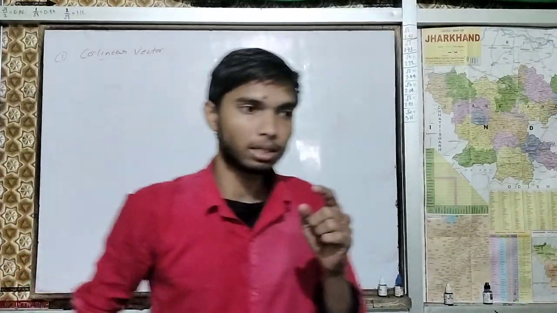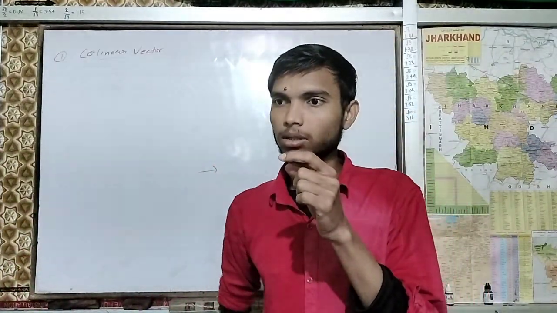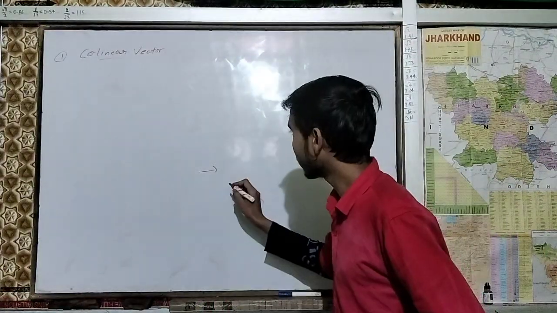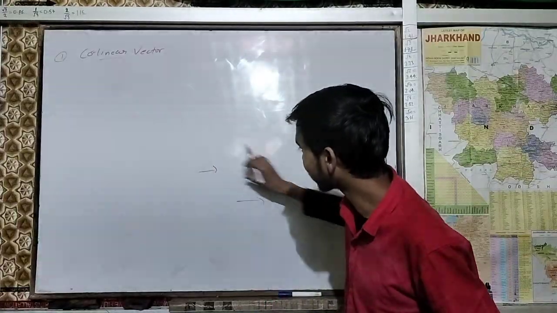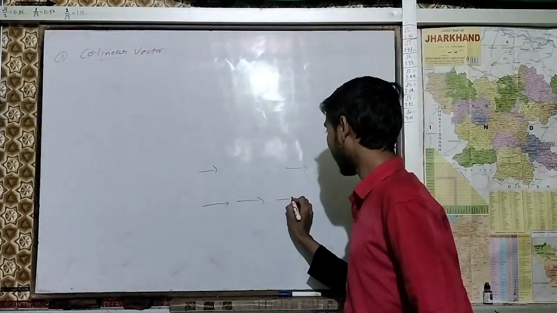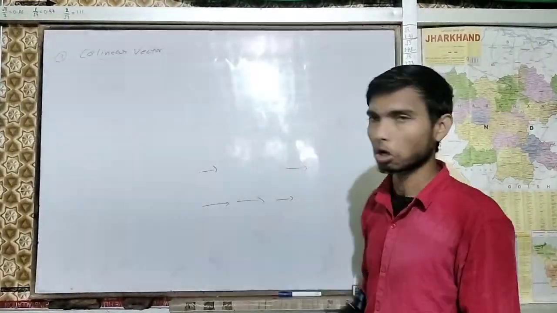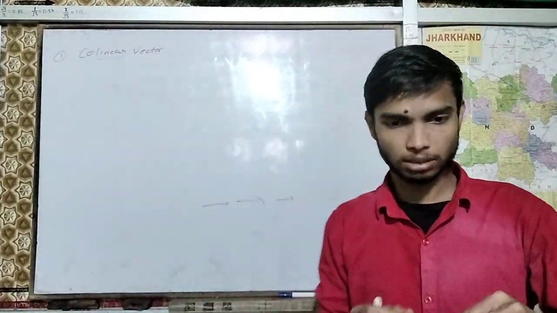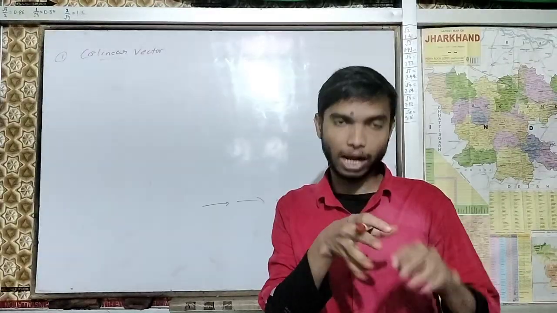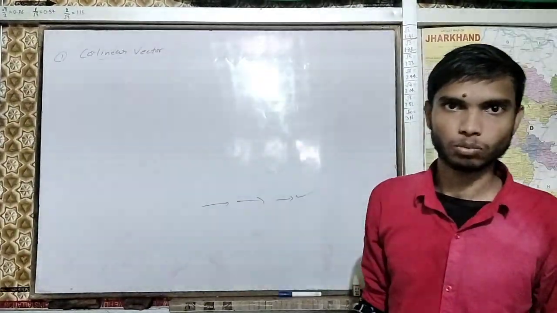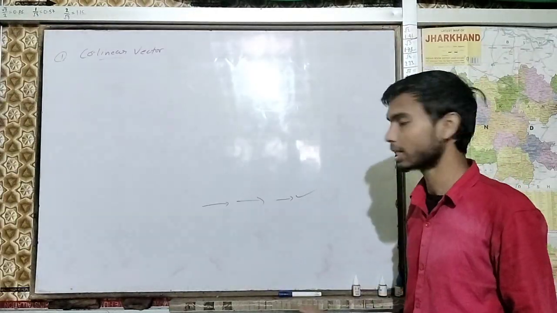Angle should be 0. Collinear, so the main thing is linear. All these vectors should be in a single line, along a line, not upward, not downward. Clear? So if there are two or more vectors and all those vectors are in a straight direction along a line, this is the definition of a collinear vector. Clear? That's it.